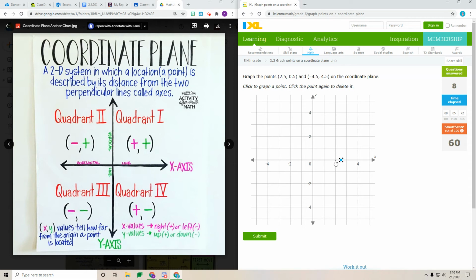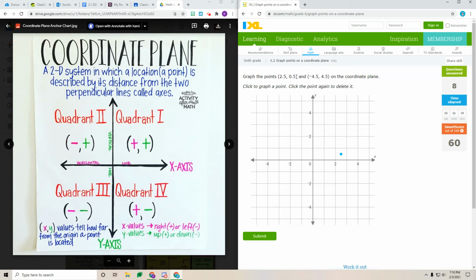That's 2.5. But then the second number is 0.5. So that's a half. So am I going to go a full space up, because that's positive? No, I'm actually going to go half a space up. So there we go. There's where my dot is, and I need to delete that other dot. That is positive 2.5 and positive half.